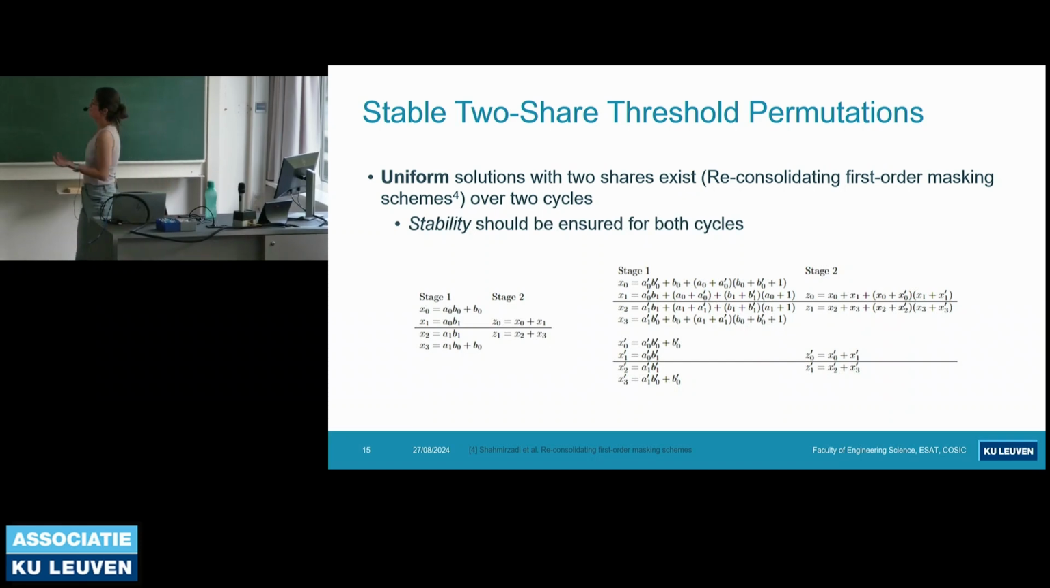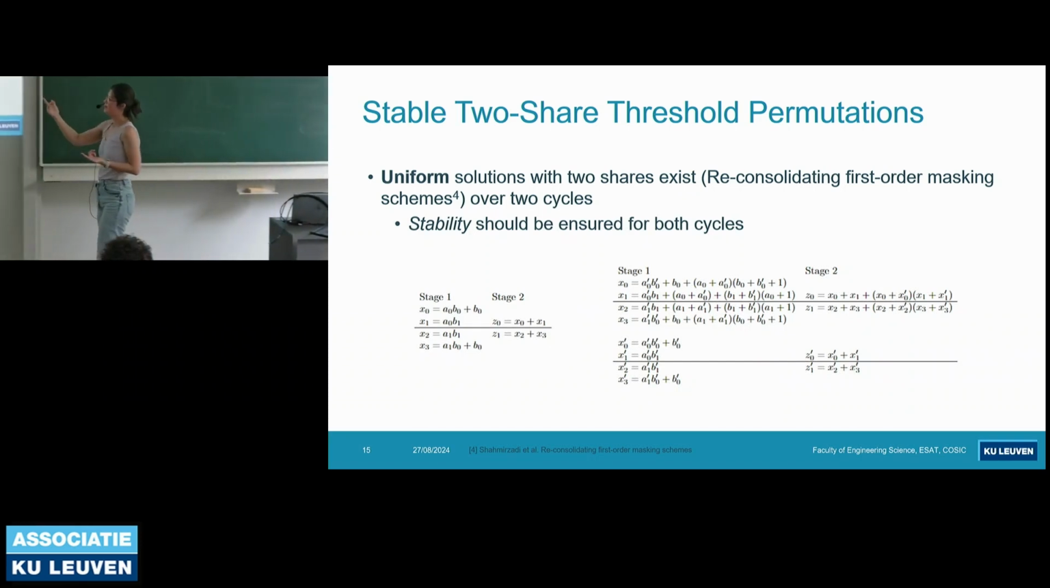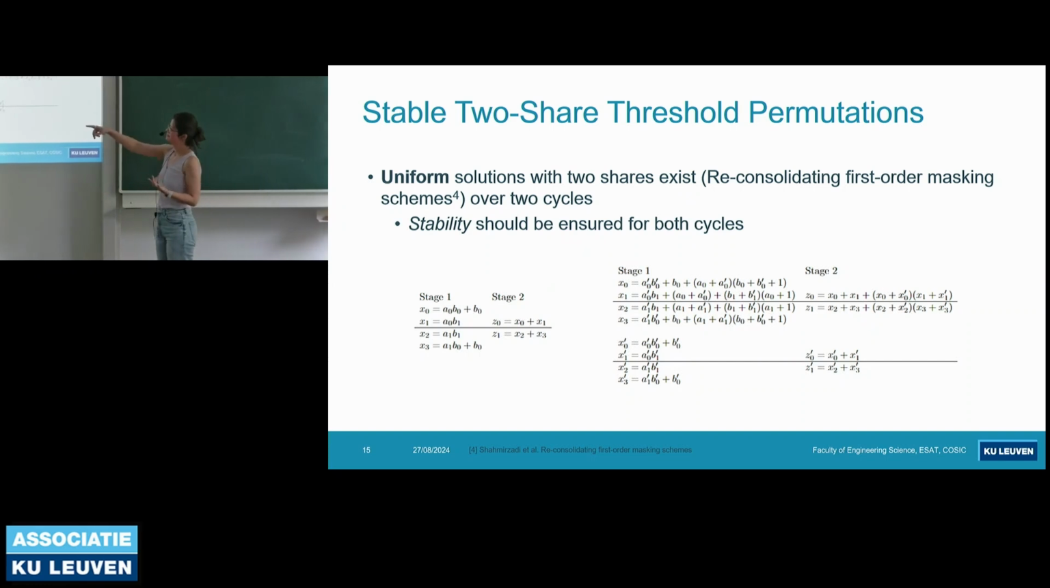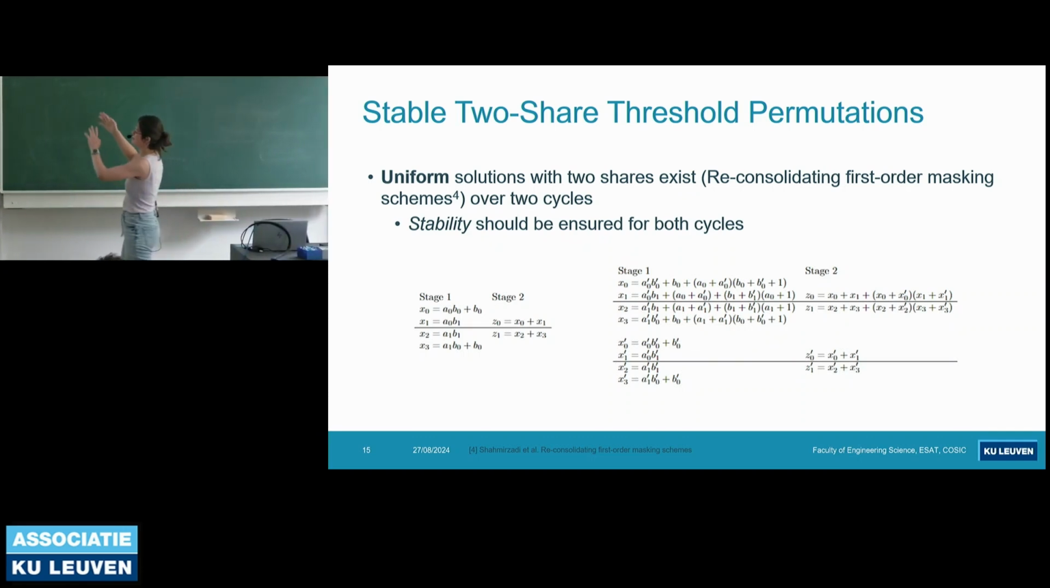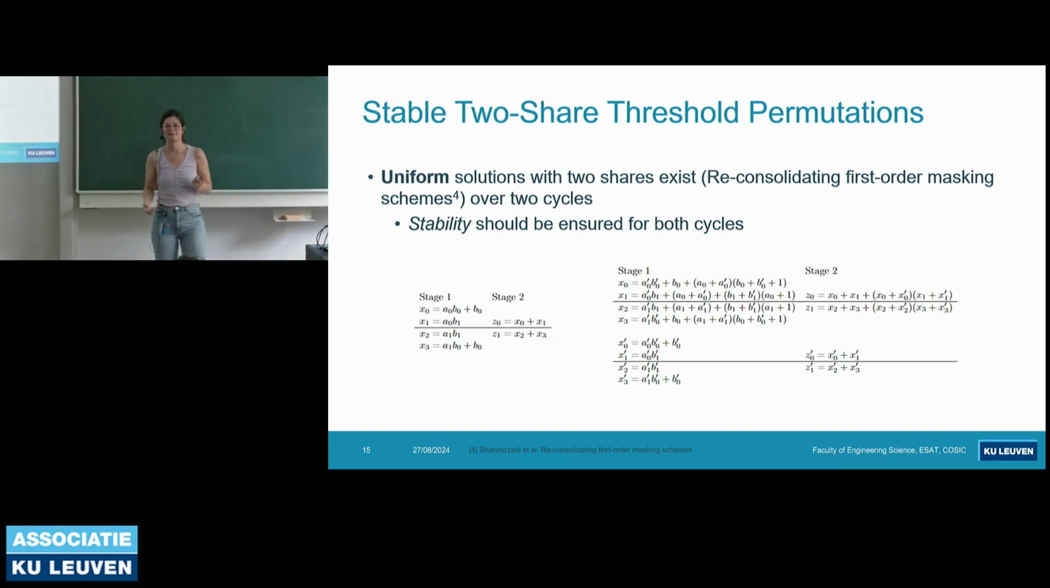How we can make it stable is we can take all the AND gates and the XOR gates in this 2-share AND gate and replace them with the stable XOR and AND encodings that I showed earlier in the presentation. And the whole new encoding is now stable.